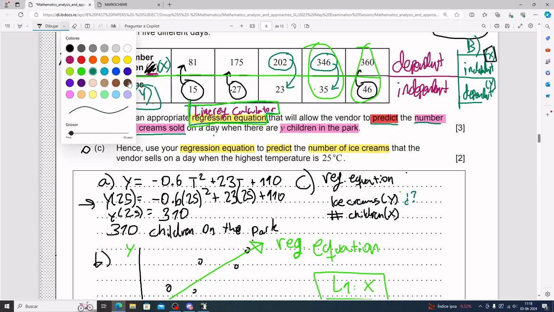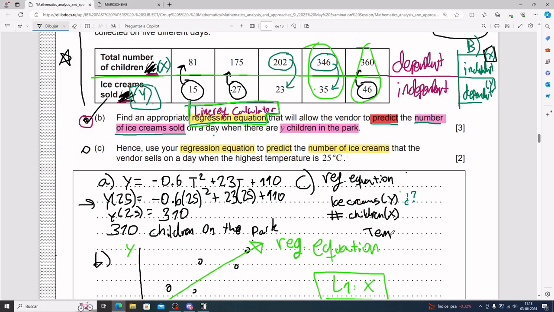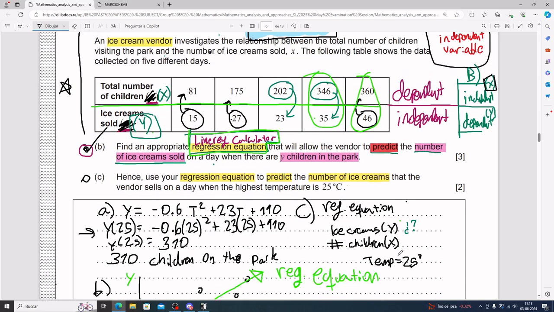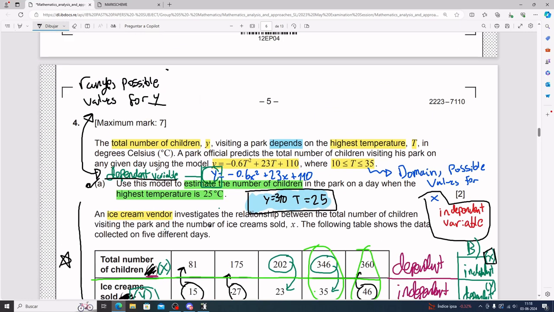knowing that the temperature equals 25. Now, my regression equation in part C uses ice creams and uses number of children. It doesn't use temperature. So why would I use temperature here? Well, because technically you can take this temperature and plug it into part A. Why would I do that? Because part A, given your temperature, you get a number of children.